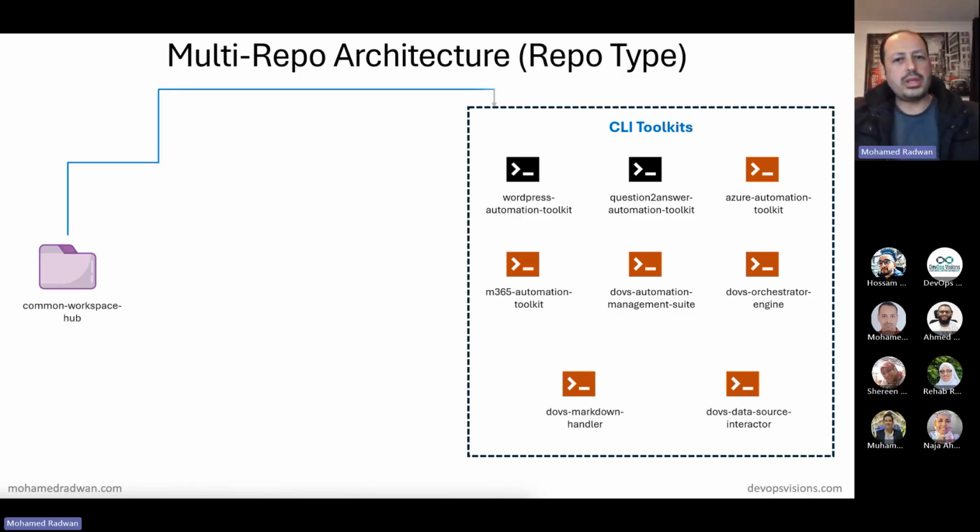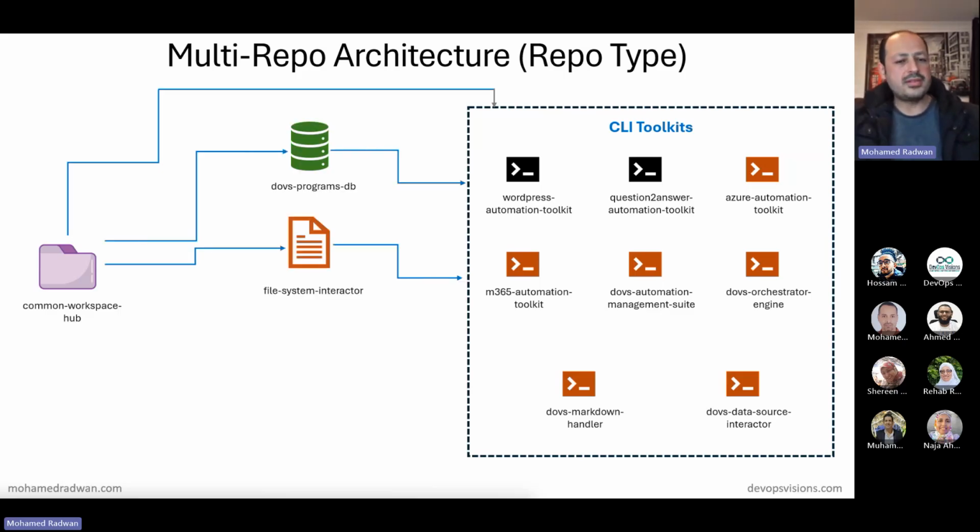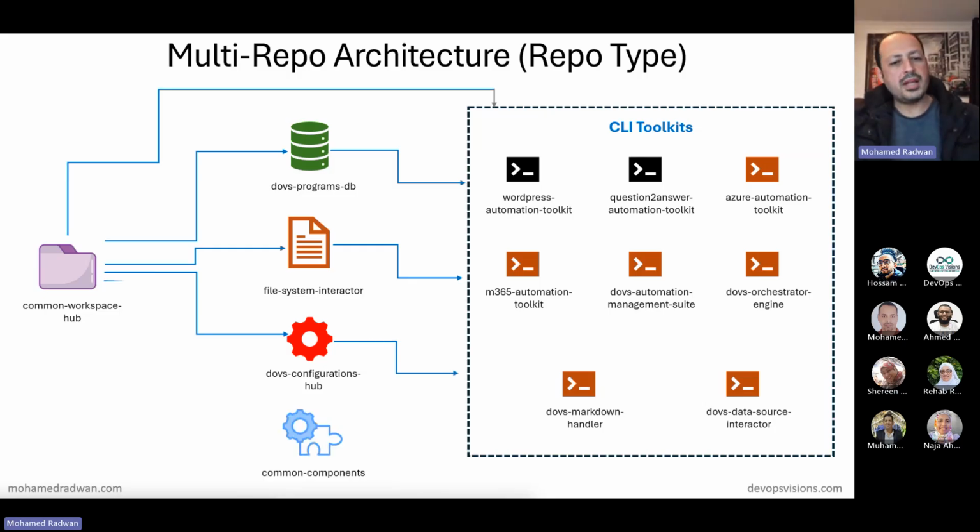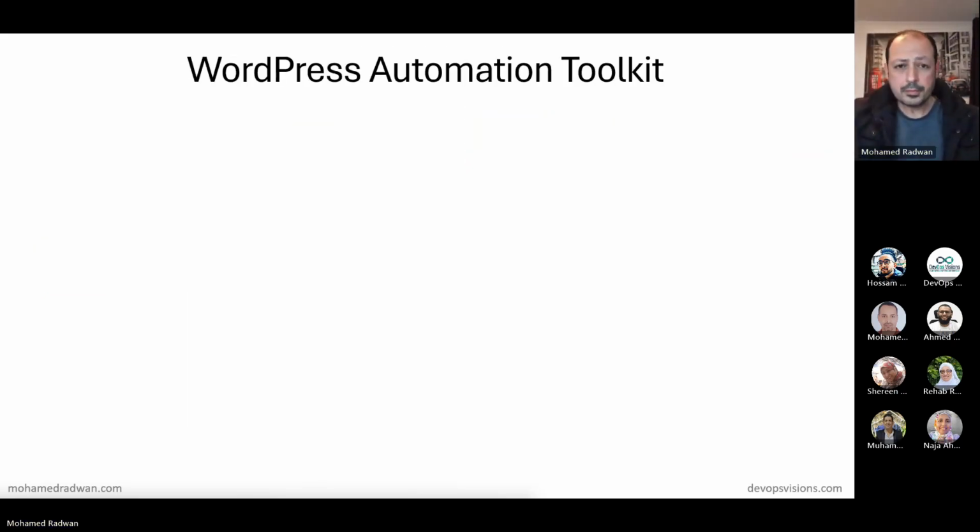And these toolkits communicate with another repo for the common workspace. This is for all the common resources, and another one for the database, one for the file system interactor, one for the configuration hub, and another one for common components. And again, this is just the current part of the architecture, but it's still increasing and evolving over time.